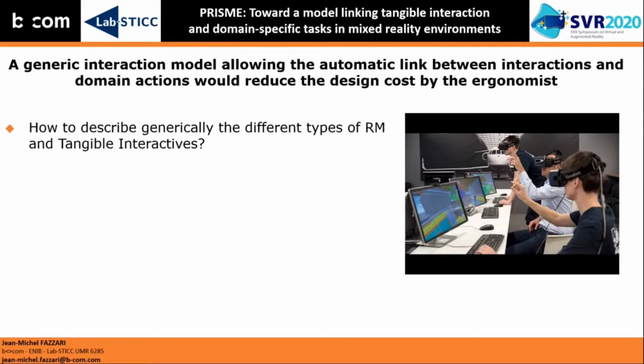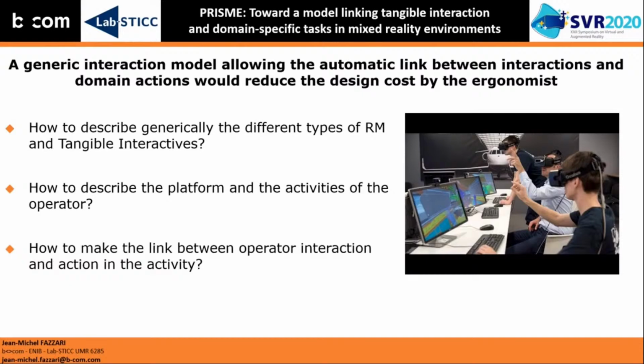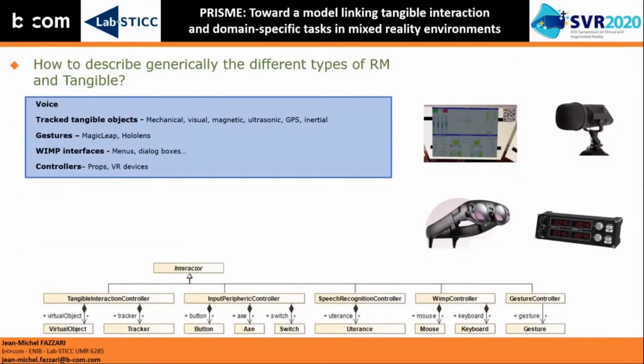From this hypothesis, we deduce three research questions. How to describe in a generic way the different types of MR and tangible interactions? How to describe the platform and the activities of the operator? How to establish the link between the operator interactions and the action in the activity? In order to answer the first research question, we have described a typology of interactors, including voice devices, tracked tangible objects, gestures, WIMP interfaces, and controllers.